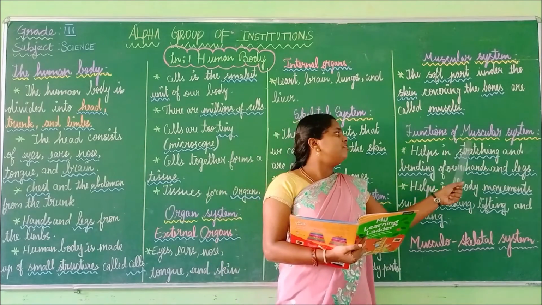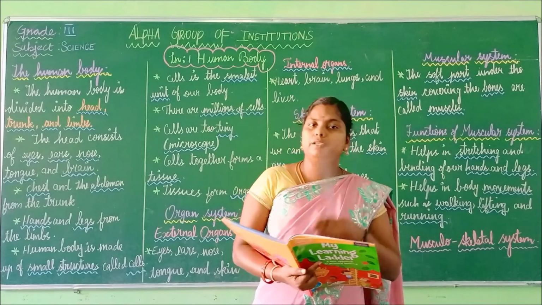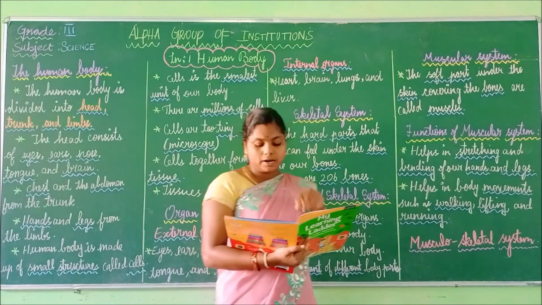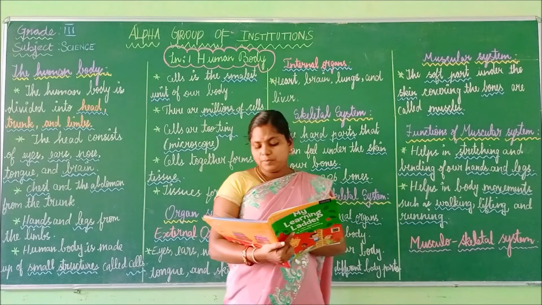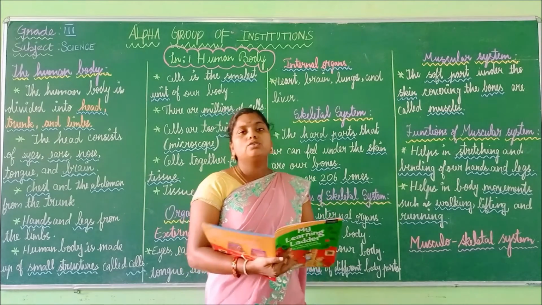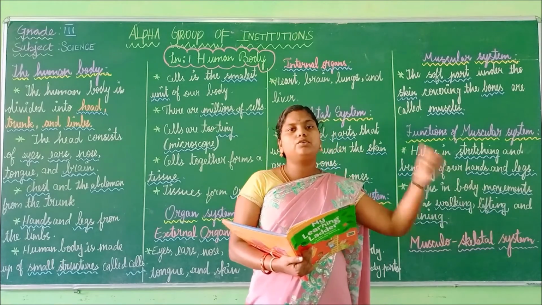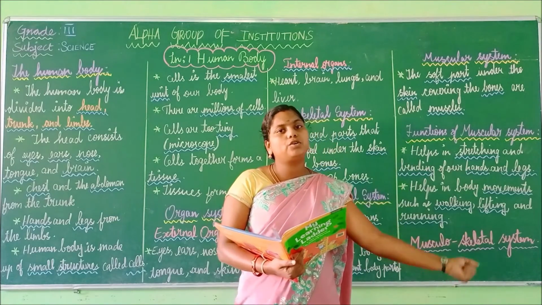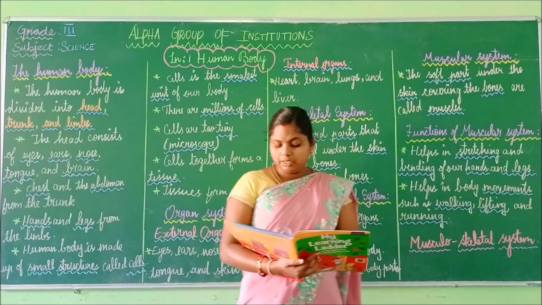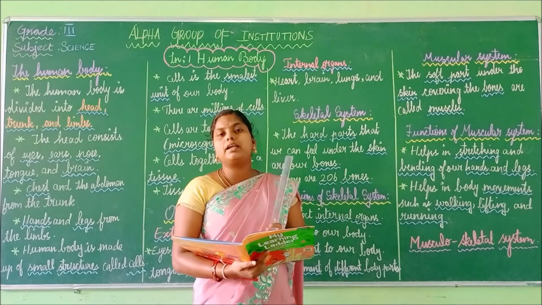The functions of the muscular system. Now we are going to see what the functions of the muscular system are. The first one: it helps in the stretching and bending of our hands and legs. When you stretch and when you bend, the muscles help. It also helps in body movements such as walking, lifting and running.